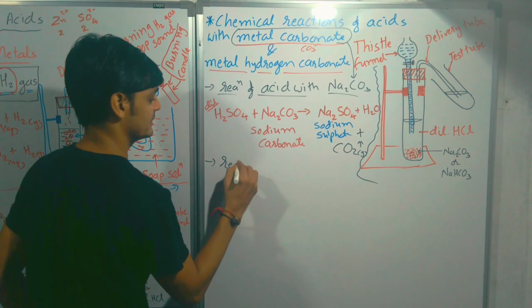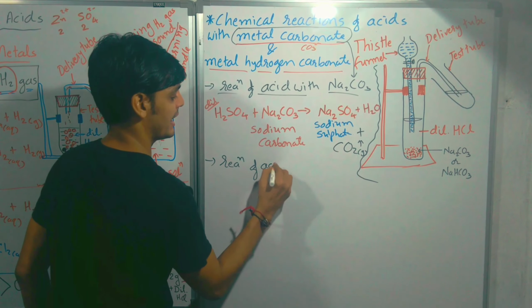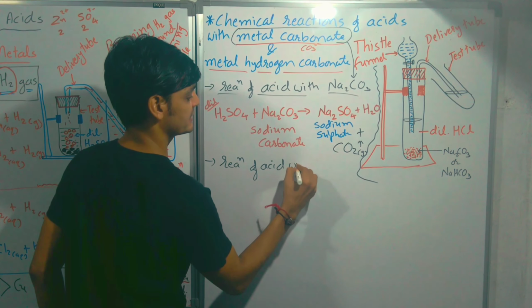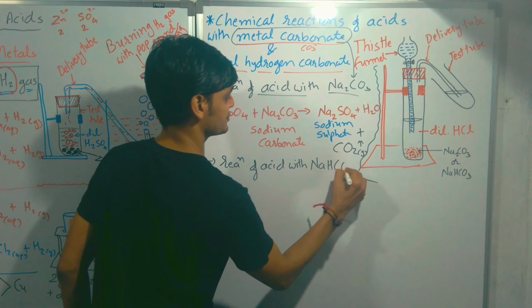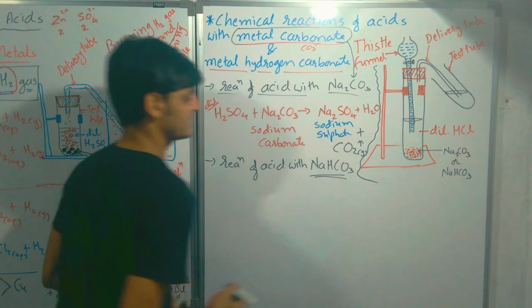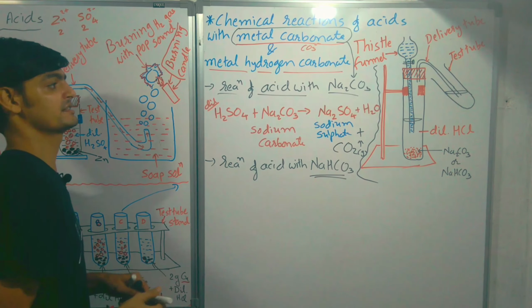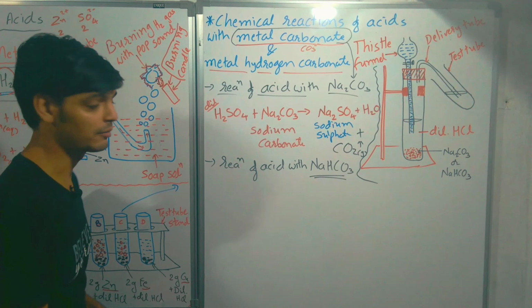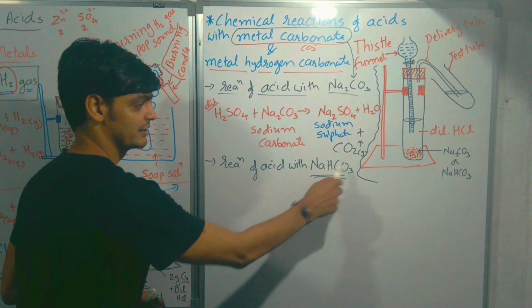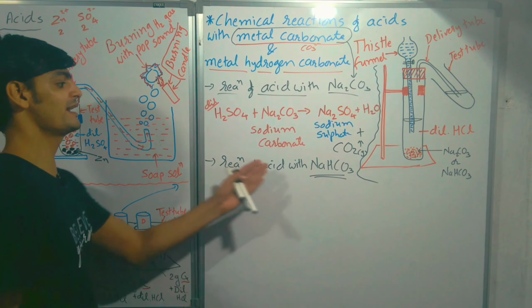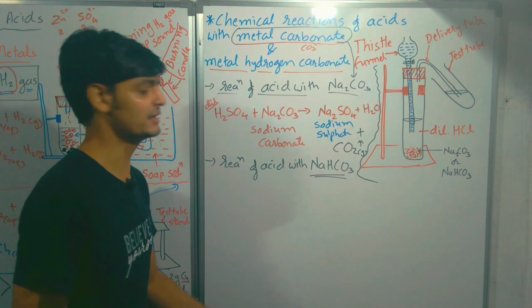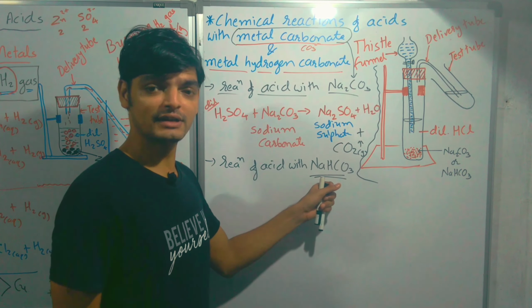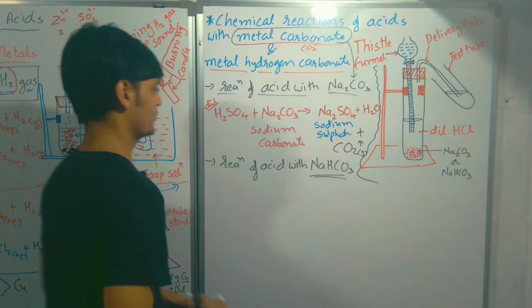Reaction of acid with NaHCO3. Now see, what is this NaHCO3? It is a metal hydrogen carbonate, sodium hydrogen carbonate. So what happens when acid reacts with metal hydrogen carbonate? Again, the same thing: metal hydrogen carbonate has a basic nature.